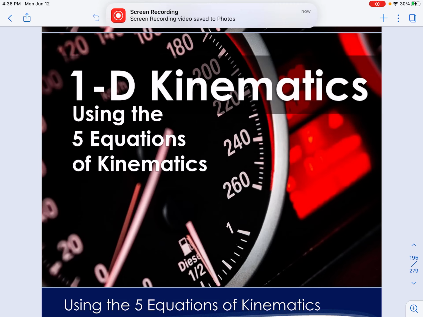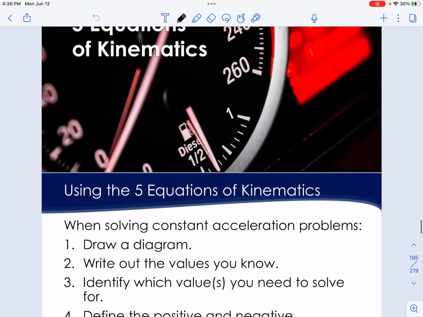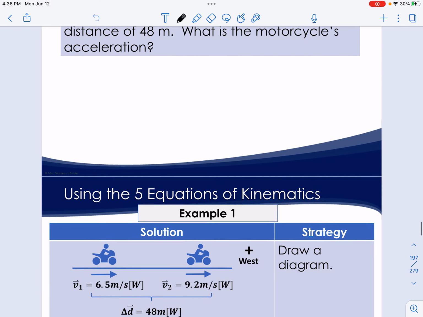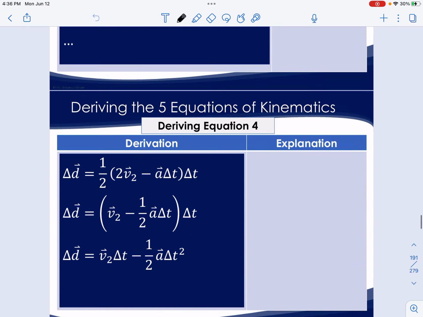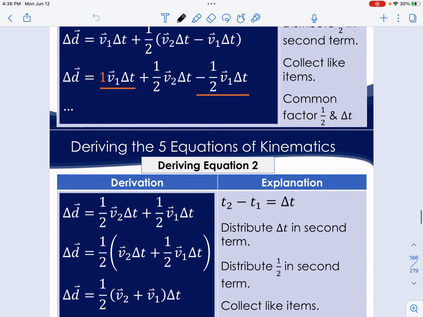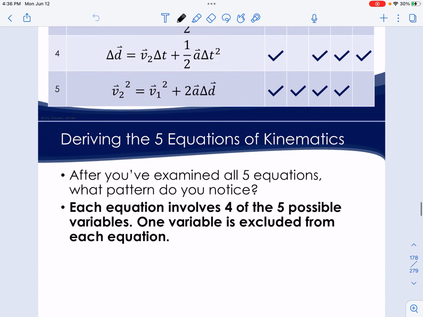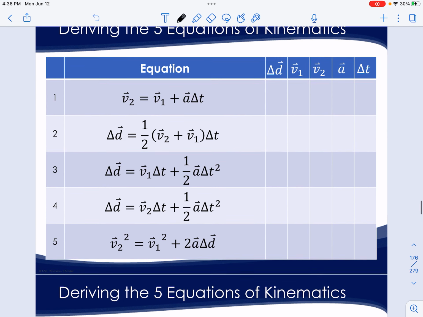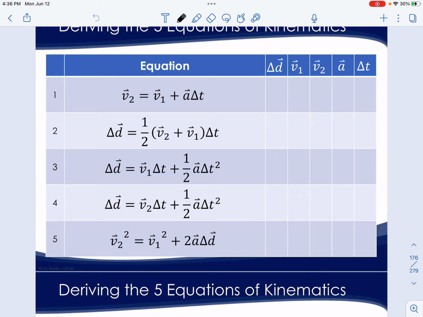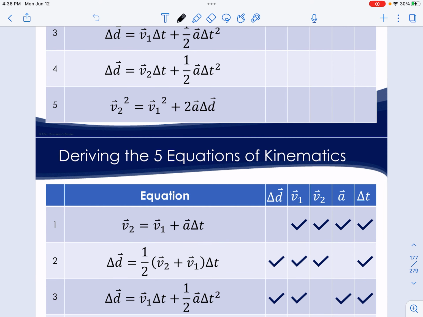Welcome to 1D kinematics. Now that we have derived the 5 equations of kinematics in the last lesson, today we are going to practice using those 5 equations. Let me scroll back to the beginning of the last lesson and revisit those 5 equations that you're going to be using. So here they are, the 5 equations. We're going to be referring to that on and off throughout this lesson, okay?